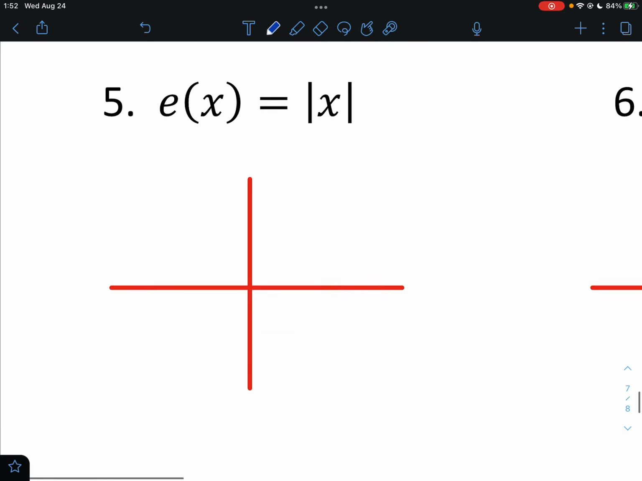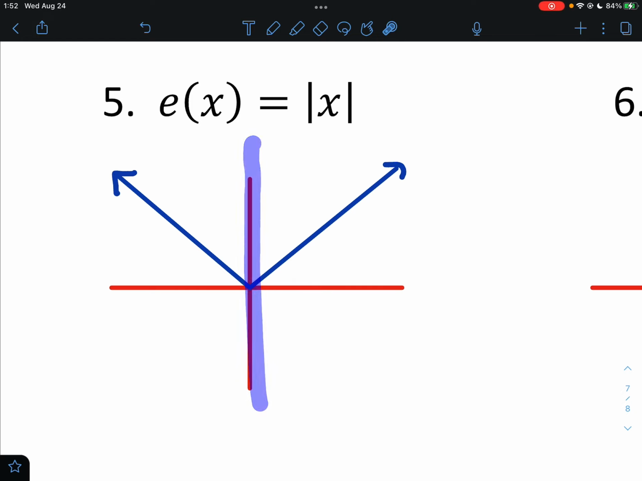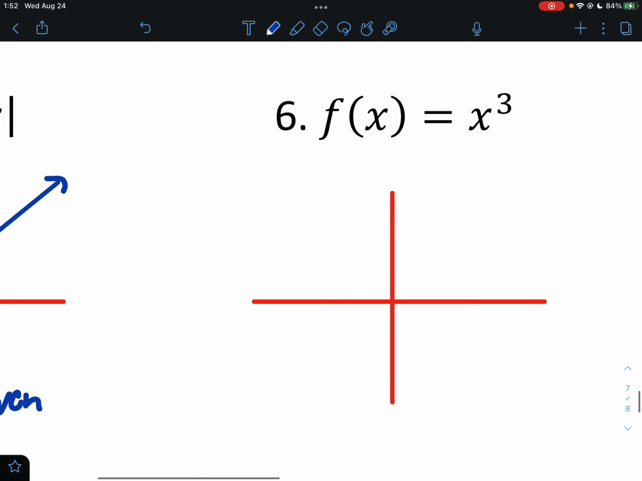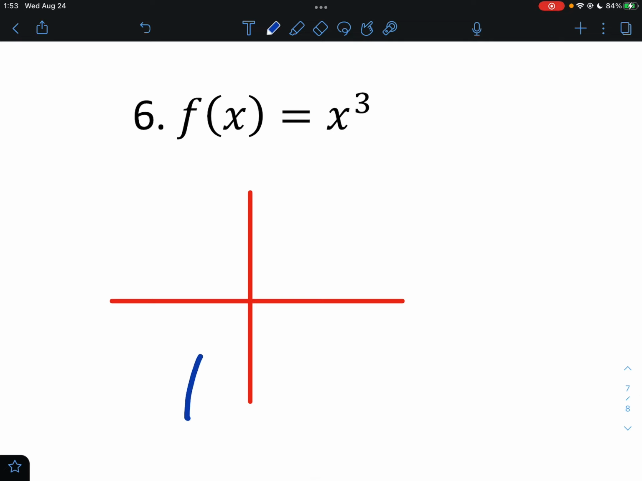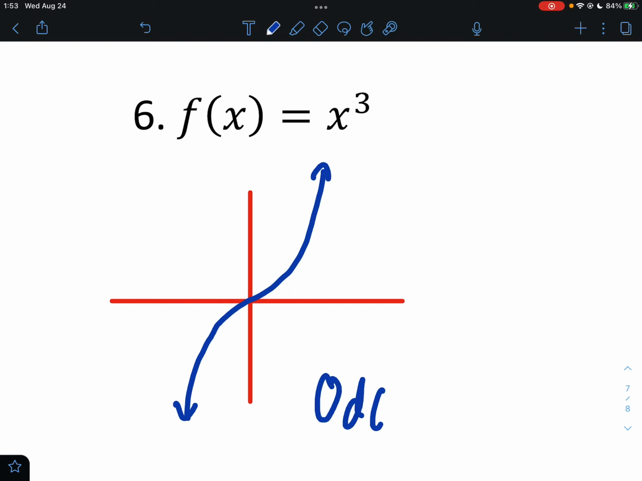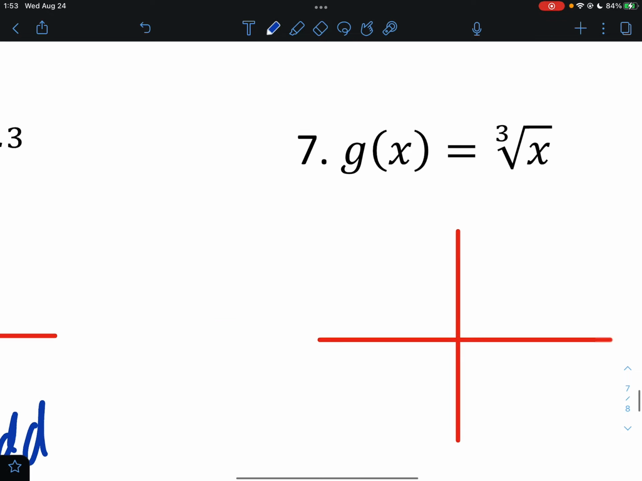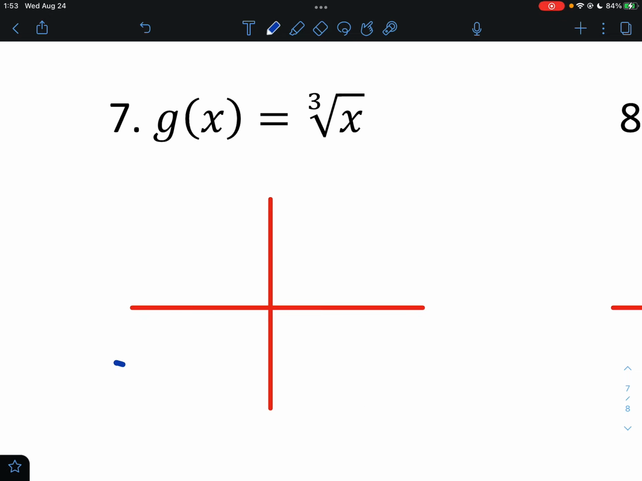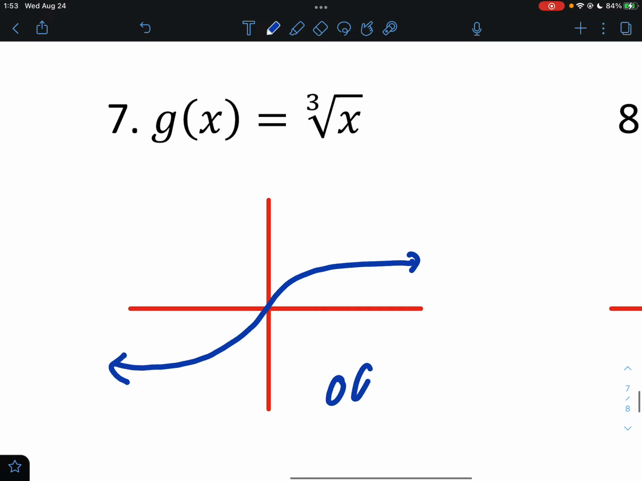Number 5, the graph of absolute value. Definite symmetry across the y-axis there. So that one is even. X cubed looks like this. Symmetry about the origin. So that one is odd. Cube root looks like this. Also symmetry about the origin. So also odd.